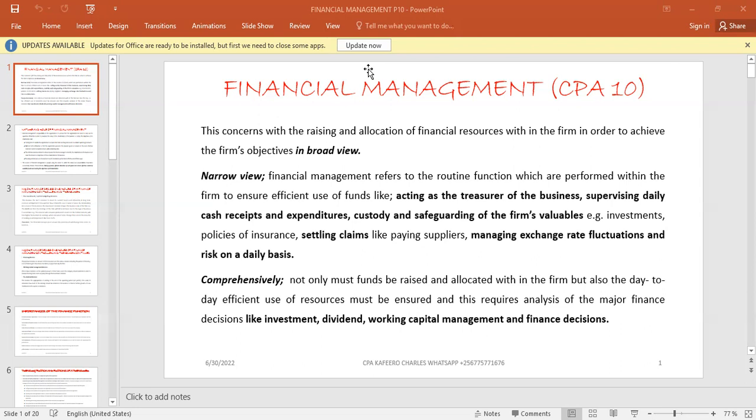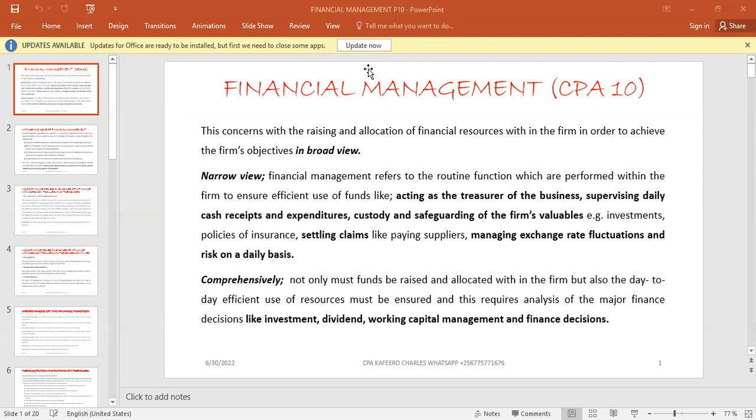And we are going to be seeing how that person relates the information that was prepared by the cost accountant, financial accountant, and the tax. We try to see how we can finance the organization. Financial management concerns the raising and allocation of financial resources within the firm in order to achieve the firm's objective.